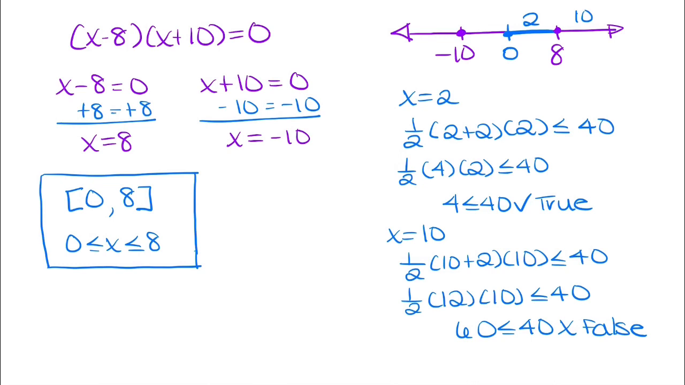So that's why I added in this 0 here, and then I chose not to test any values that were negative. So what I did is between 0 and 8, I chose to test 2, which did make my inequality true. And then above 8, I chose to test 10, which made my inequality false. So that's why my solutions will be in the interval from 0 to 8 with both endpoints included. And I can rewrite that as 0 is less than or equal to x, which is less than or equal to 8.